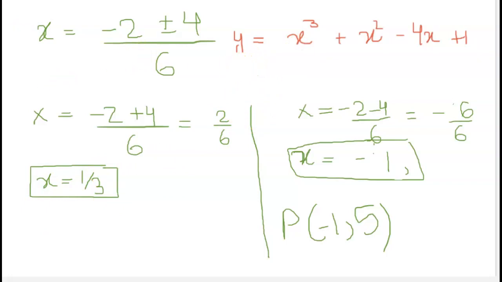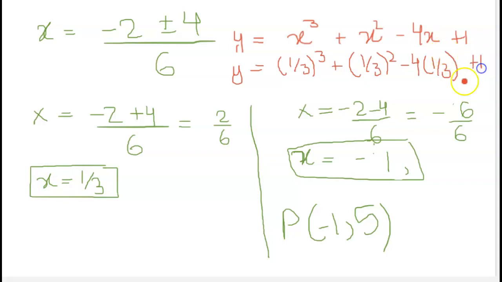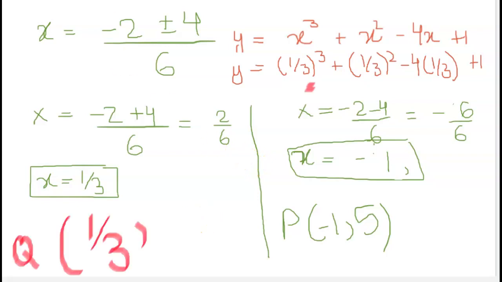So then I can do y equals 1/3 cubed plus 1/3 squared minus 4 times 1/3 plus 1, and then you will get an answer. So now you got the answer minus 5 over 27 for the value of the y.